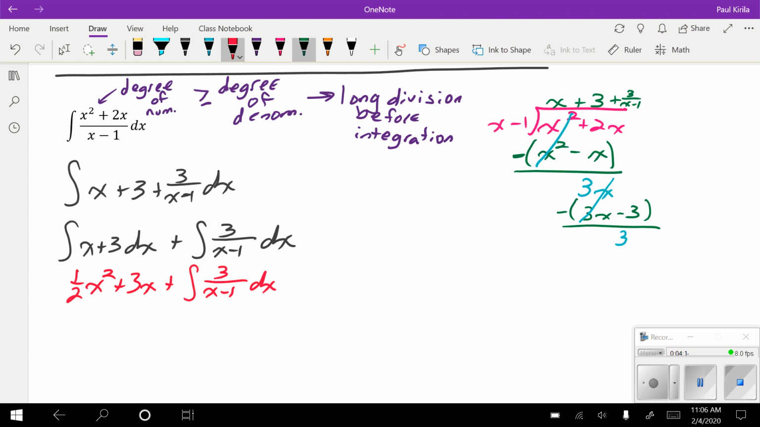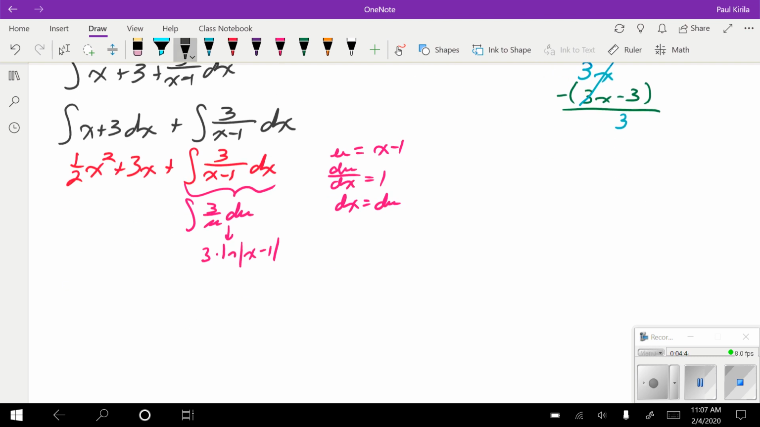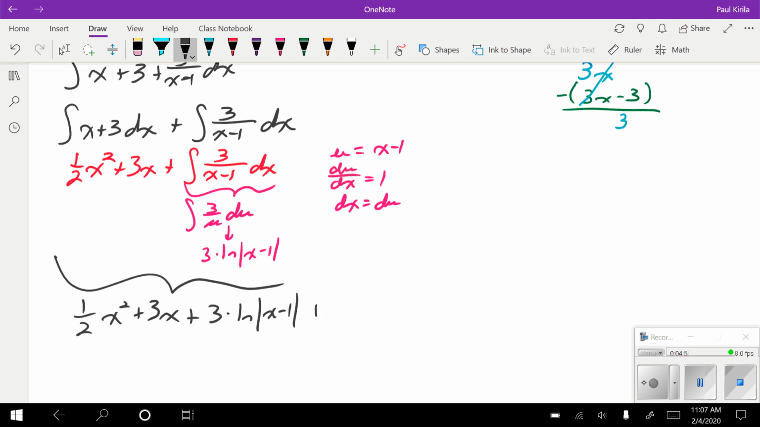And here's where the u substitution comes in. If u is equal to x minus 1, du/dx is equal to 1, so dx equals du. So this would be the integral of 3 over u du, which would be 3 times the natural log of the absolute value of x minus 1. And so what I have for my entire antiderivative would be 1/2 x squared plus 3x plus 3 times the natural log of the absolute value of x minus 1, plus c.